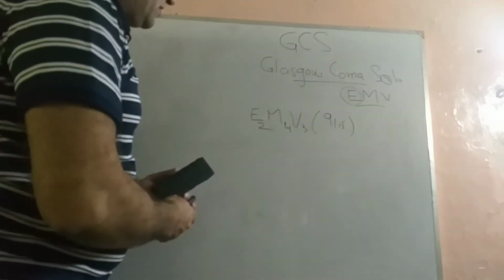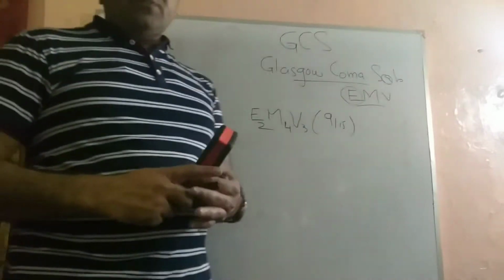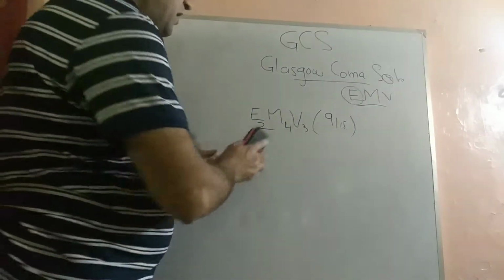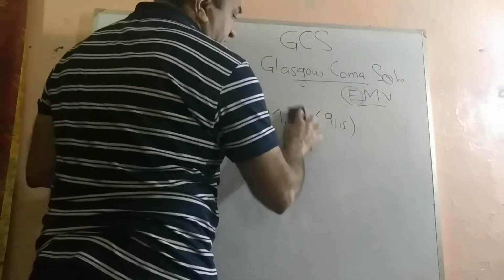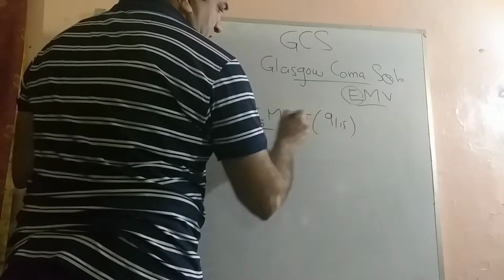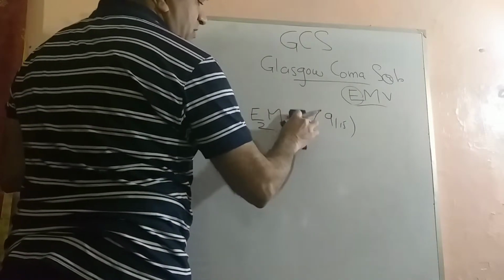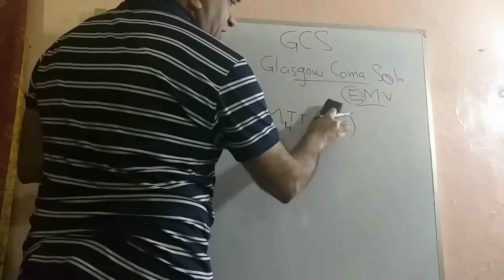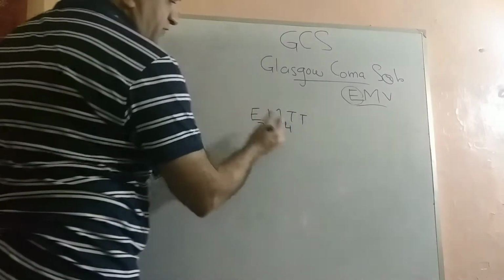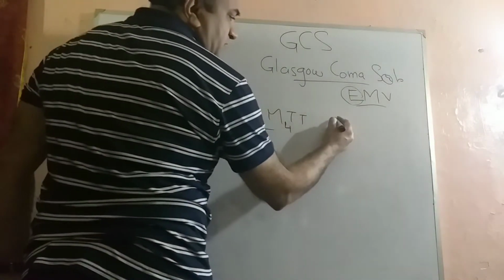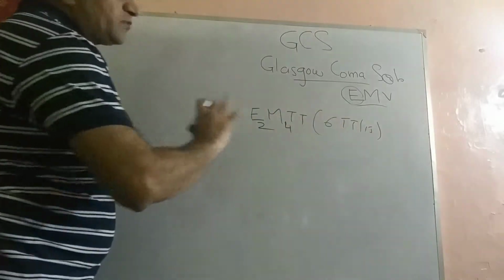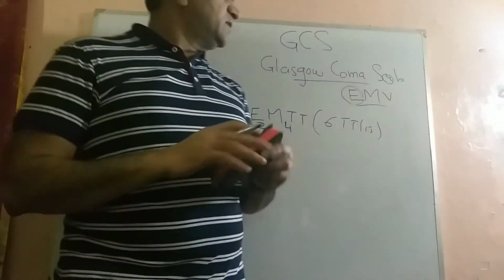And one very important thing, whenever a patient has got an endotracheal tube or tracheostomy, try to write down, instead of the V, here E2, M4, ETT, or E2, M4, TT if patient has been passed tracheostomy. And here you will write down this way, 4 and 2, 6. 6 tracheostomy tube by 15. So this is the best way of mentioning GCS.